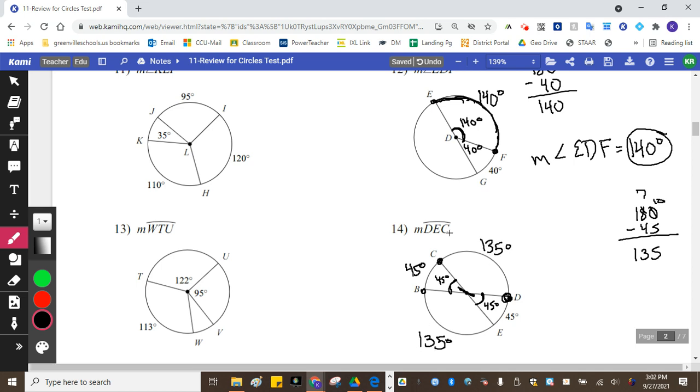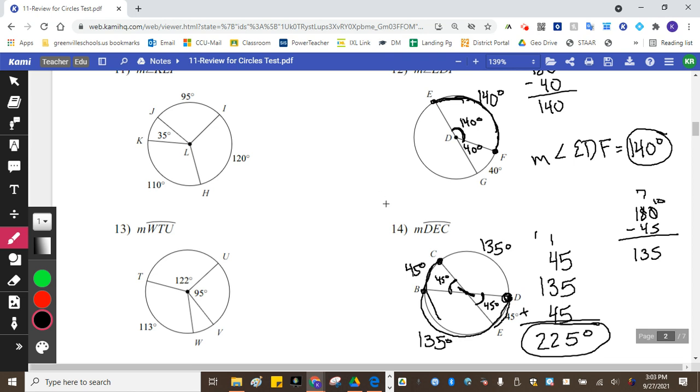And then if you want to check to make sure you did it right, you could add all of them to make sure it equaled 360. But we're trying to find DEC. So you add up 45 plus 45 plus 135. 45 plus 45, that's 90, plus 135 plus 45. 225.